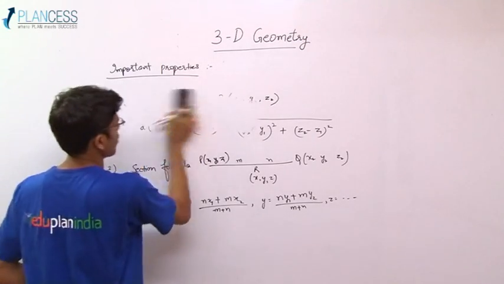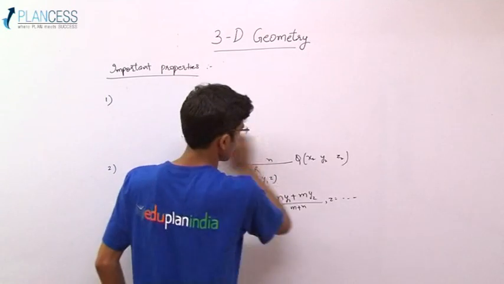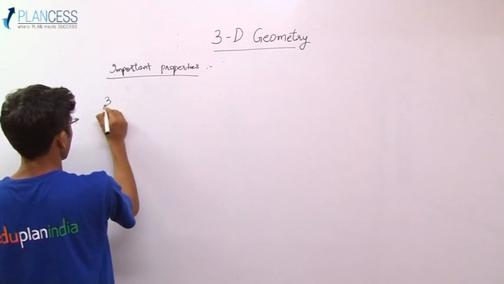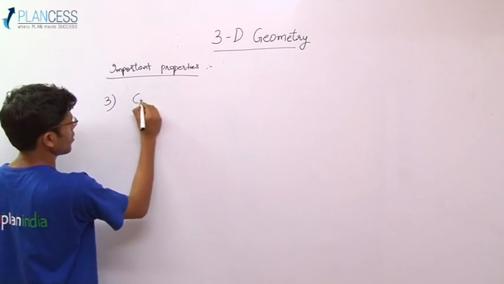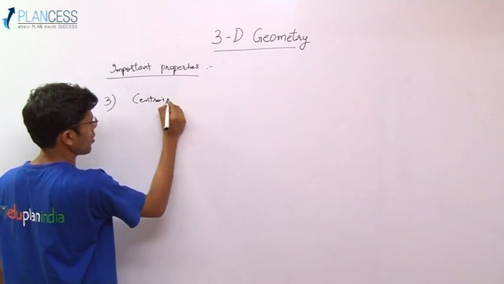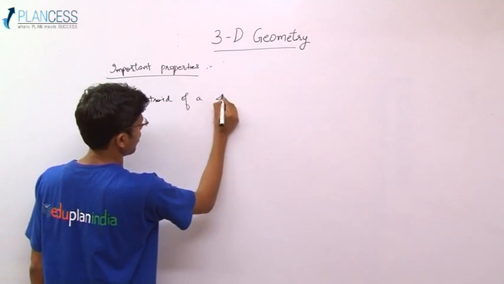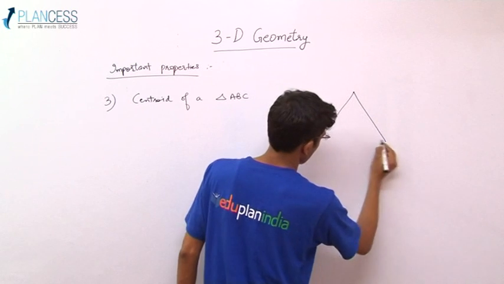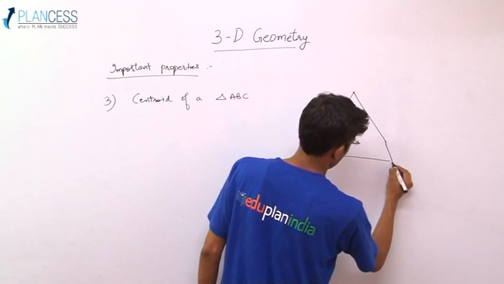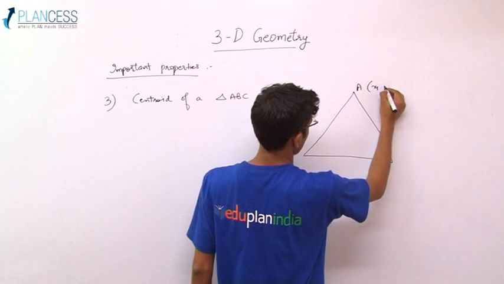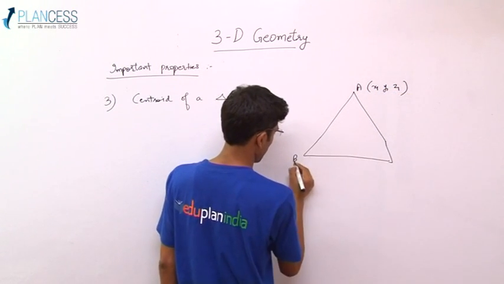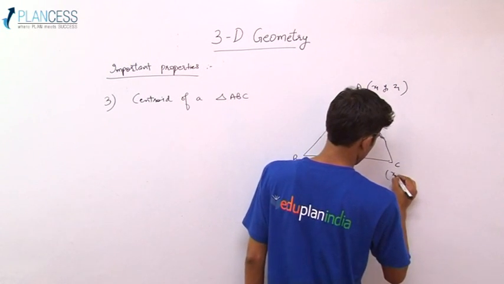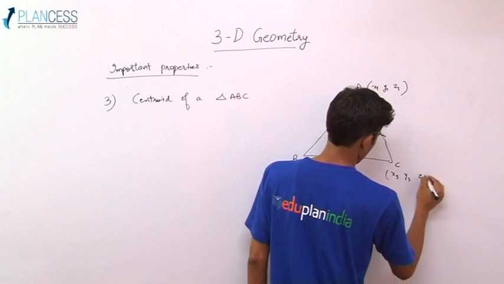Also, we have the centroid of a triangle. Consider triangle ABC. This is point A with the coordinates x1, y1, z1. This is point B with the coordinates x2, y2 and z2. And this is C with the coordinates x3, y3, z3.